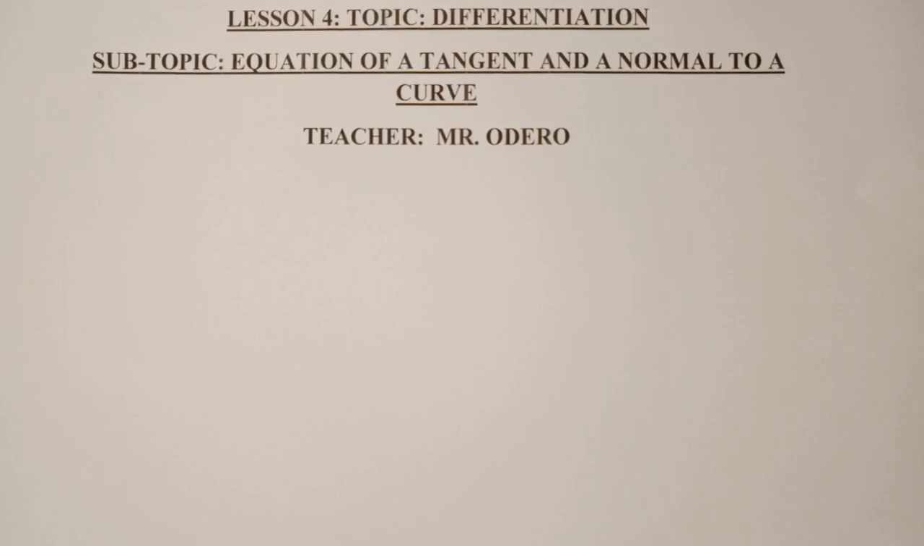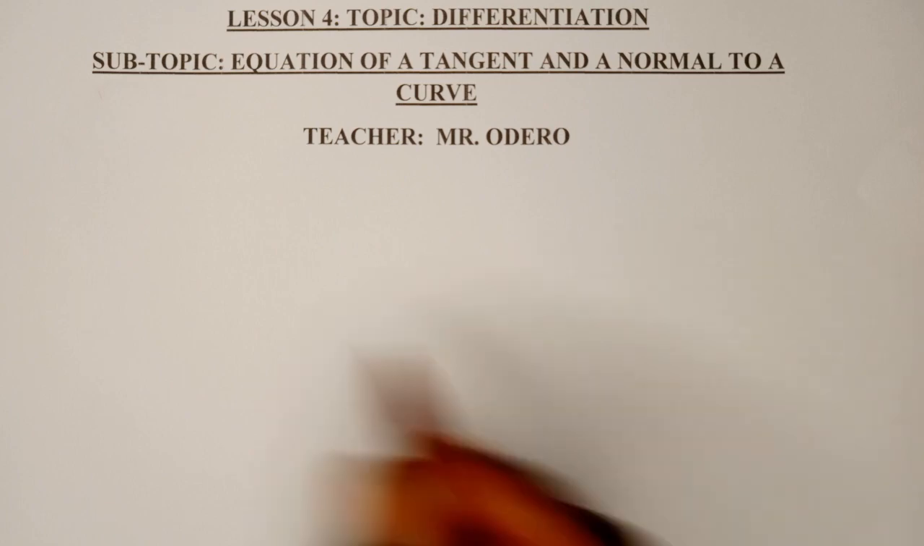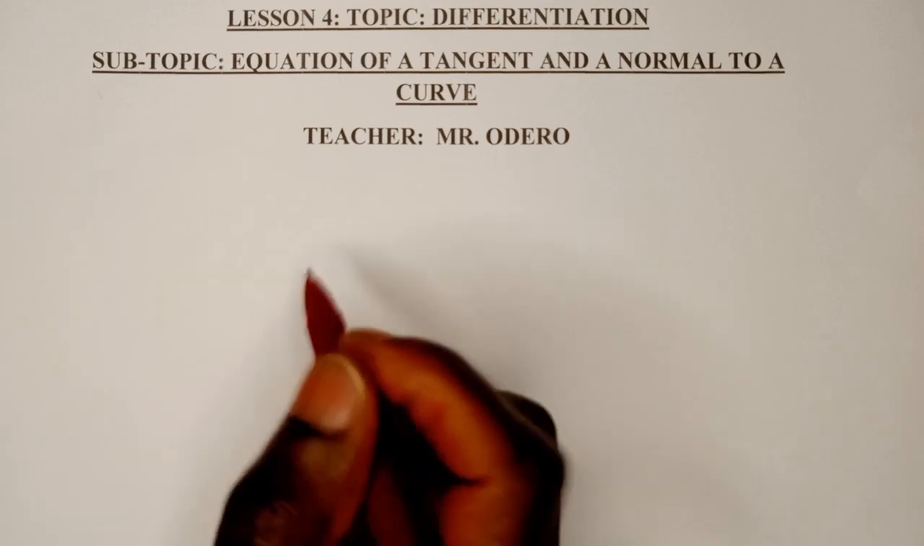Hello and welcome to lesson 4 on differentiation. The subtopic is equation of a tangent and a normal to a curve. So we start by defining what is a tangent and what is a normal.